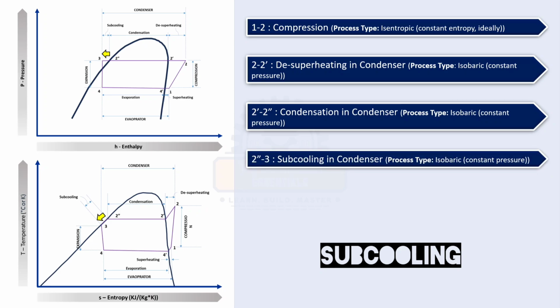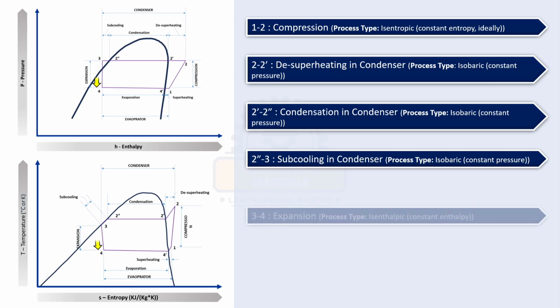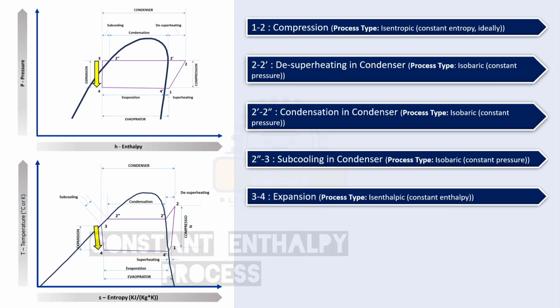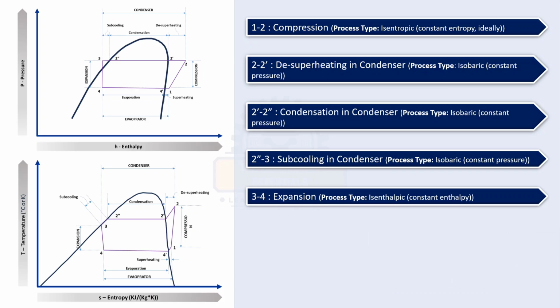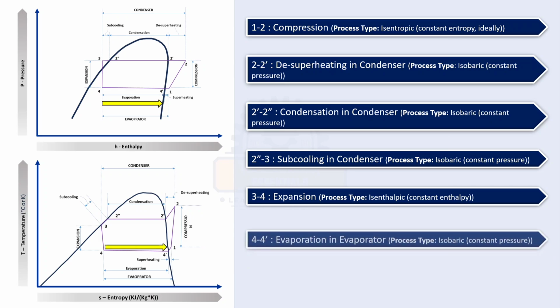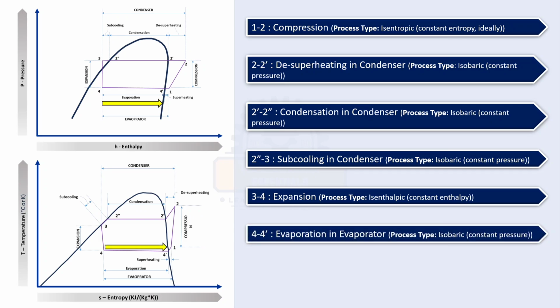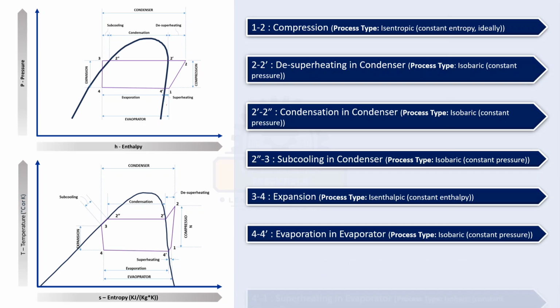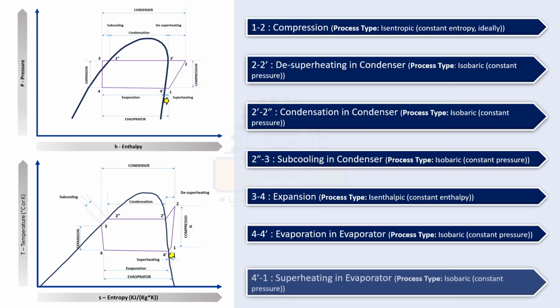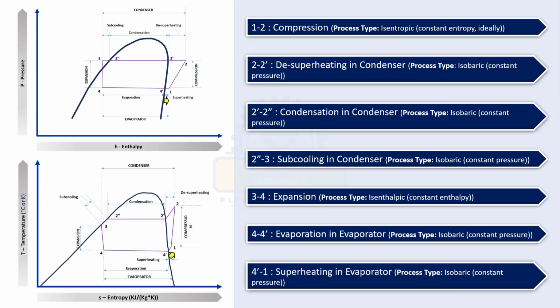This assures the full liquid refrigerant exits the condenser. 3 to 4 shows the expansion of refrigerant. Here the process is a constant enthalpy process, also known as isenthalpic process. The process 4 to 1 shows the process in the evaporator, where the heat from the surrounding is absorbed by the refrigerant. In that we have two sub-processes. First is the evaporation process from 4 to 4 dash, which is a constant pressure process, that is isobaric, and 4 dash to 1 shows the superheating of refrigerant. Again, it is a constant pressure process.